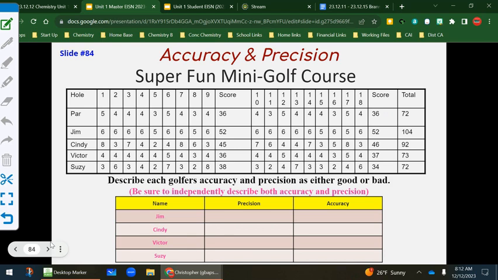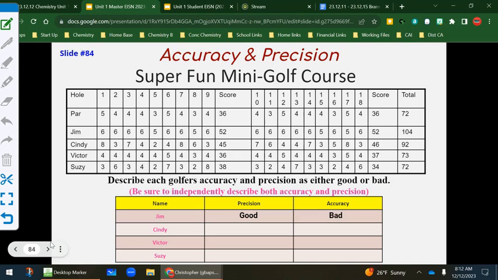Okay, so now let's look at the second part. What was Jim's total score? 104. Now his target score was supposed to be 72, so would you say that 104 is close to 72? No. So what does that tell us about Jim's accuracy? Okay, so Jim had good precision. His numbers were all close together, right? But he had bad accuracy because his total wasn't near what it was supposed to be, correct?